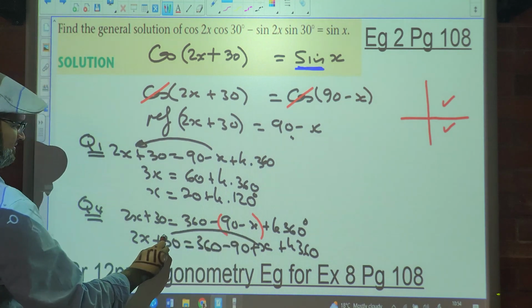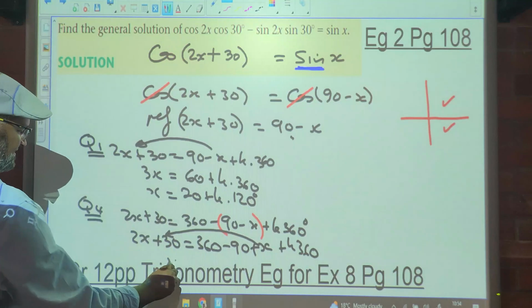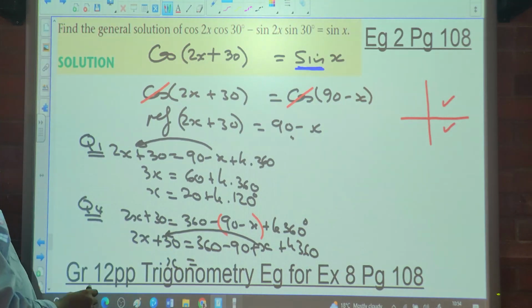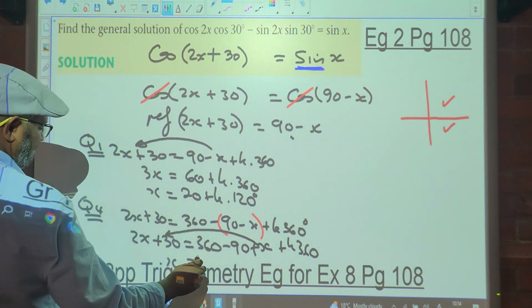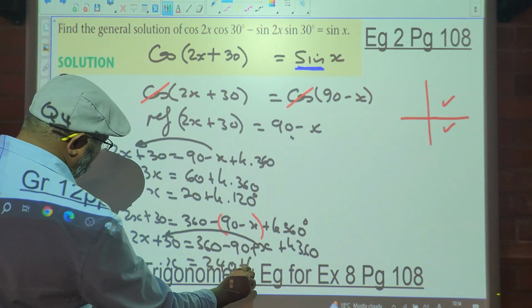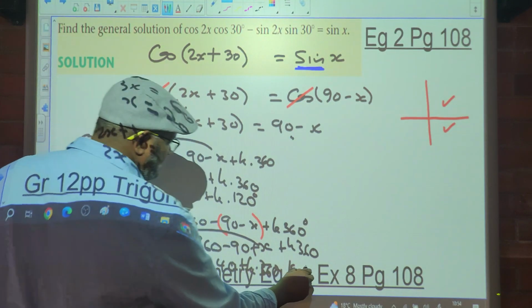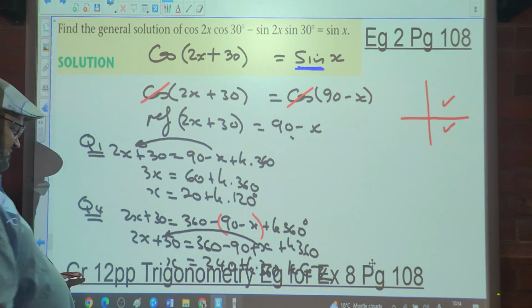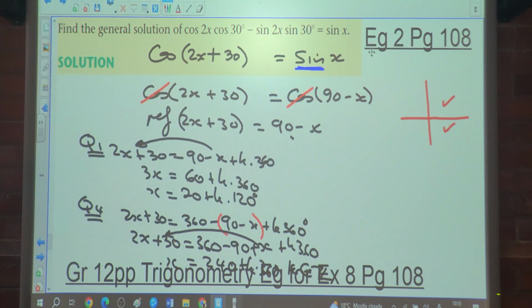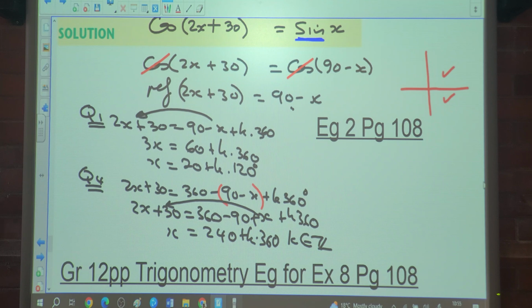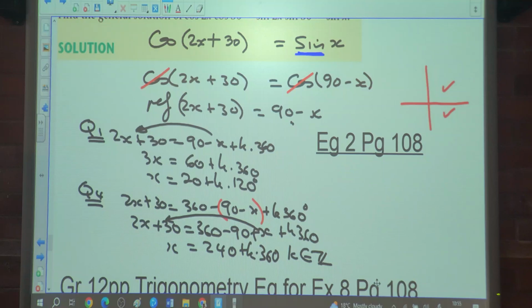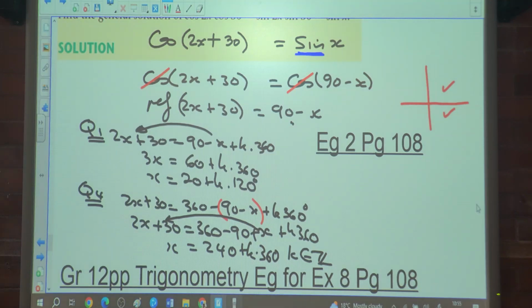What do I do now? X is on one side, so you take it over the equal sign. So it's going to be 2x minus x, which is x. It's equal to what's 360 minus 90? 270. And 270 minus 30? 240. Plus k times 360, where k is an element of the integers. Any confusion there, people? No. Right. Is there a restricted domain? No. So we stop here. Okay, you guys understand? Any confusion?